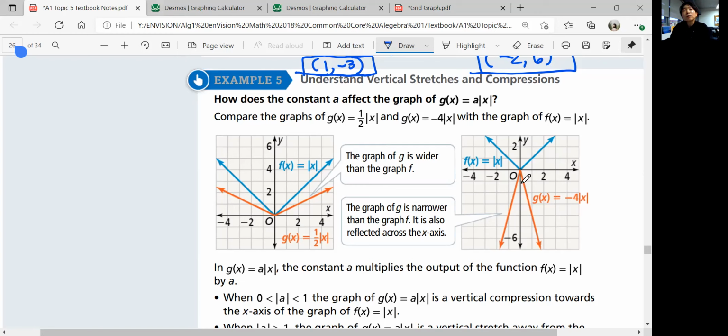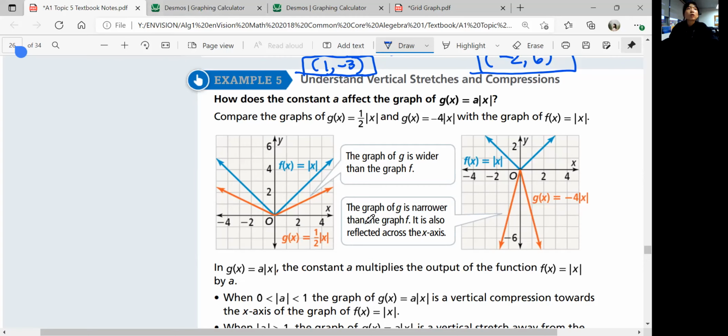The negative is a reflection. If you just look at the number 4, 4 is greater than 1, so it's going to be a vertical stretch. 1/2 is less than 1 and greater than 0, so it's going to be a vertical compression. A vertical stretch looks like a horizontal compression, and a vertical compression looks like a horizontal stretch. They look the same.